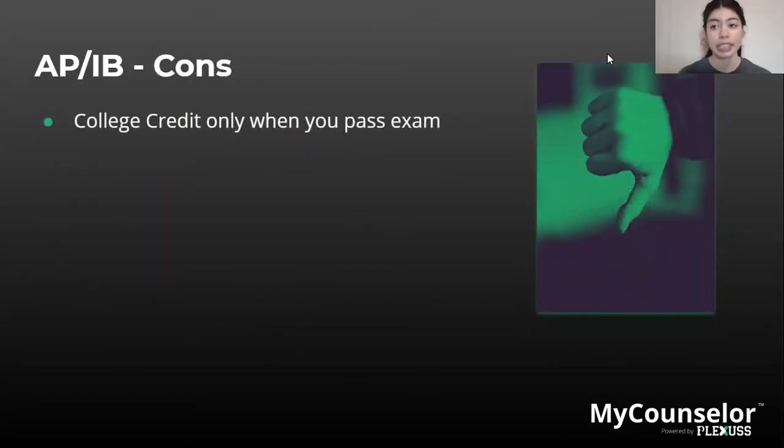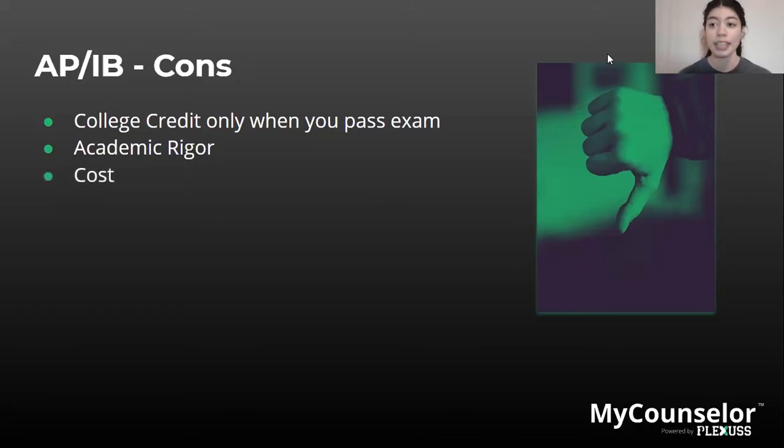You are granted college credit only when you pass the exam, not when you pass the class. Achieving a passing grade on an AP or IB course does not guarantee you any college credit. The academic rigor. These classes are college level courses, meaning that they are more challenging than regular high school level courses, so please keep that in mind when you are going to enroll in one of these.